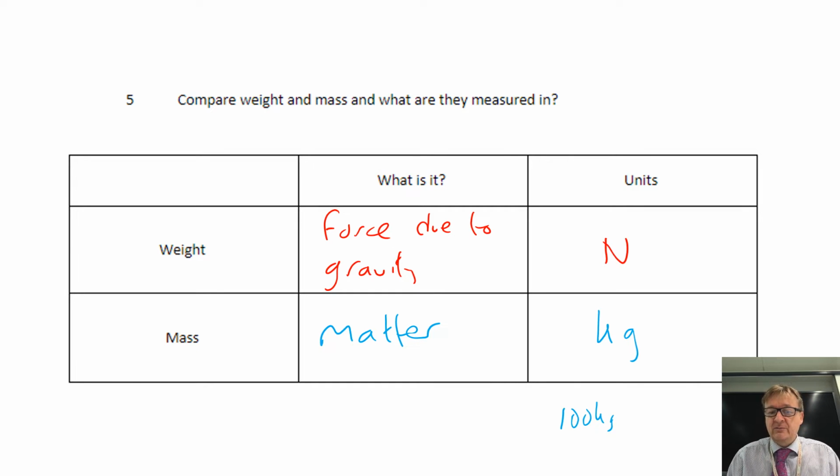If I go to the moon, what's my mass on the moon? It's 100 kilograms because it's exactly the same amount of matter. In this room, I might be, let's go back to red, I might be 1,000 newtons. Okay, that's my force into the floor. If I go to the moon, because the gravity changes, my force changes. And my force on the moon might be 330 newtons.